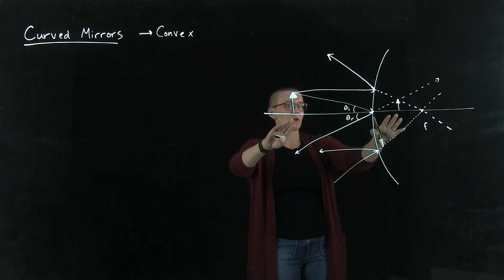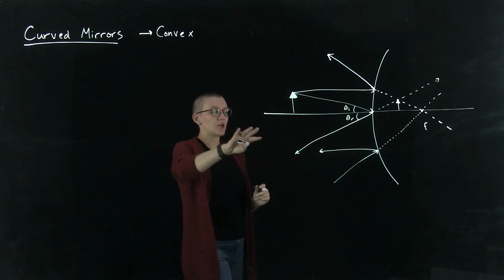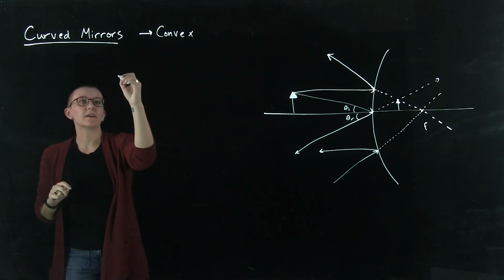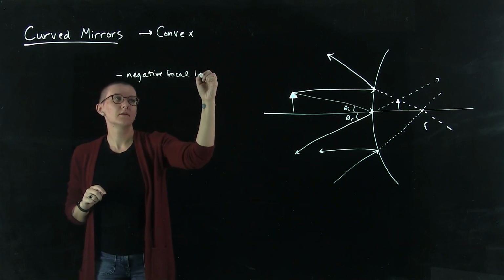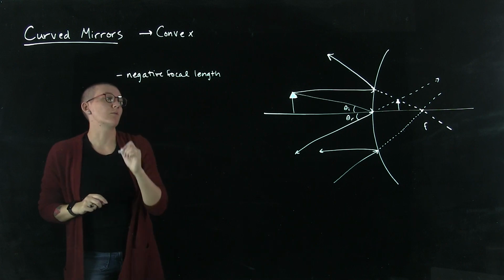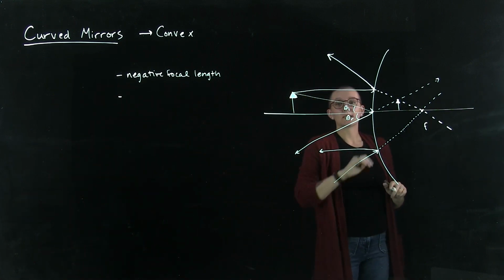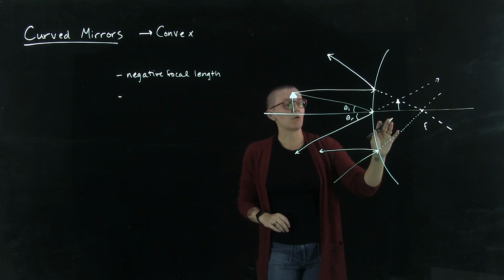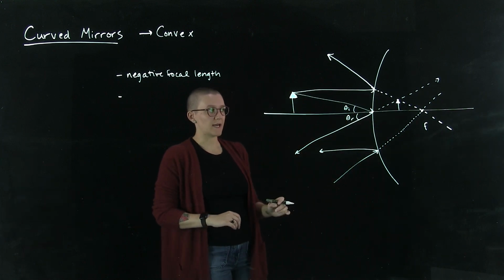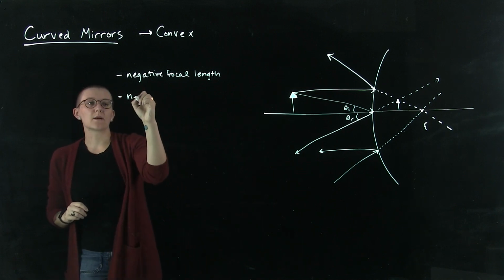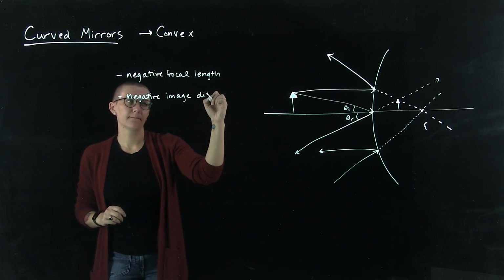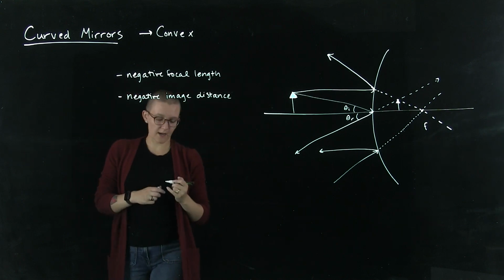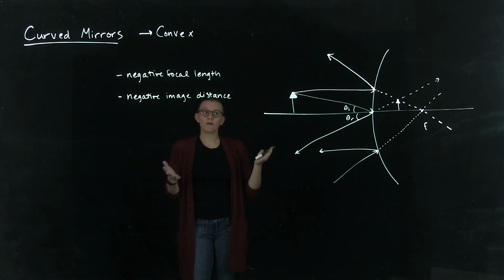Now going back to our object and our image here, here's our object, here's our image. In general, for convex mirrors, we will have negative focal lengths. And what we can say about this image is this is a virtual image, right? There are no actual light rays traveling to the location of that image. And so what we can also say is that we will end up with a negative image distance as well. Okay, so that is how you draw a few rays to figure out where an image is located for a convex mirror.